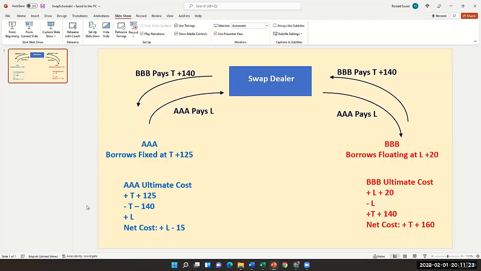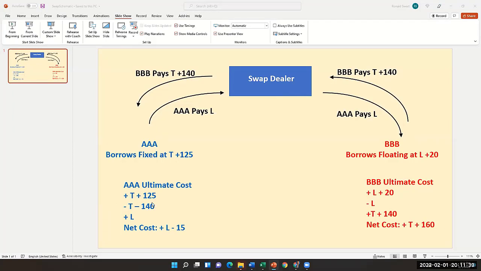I'm having trouble understanding why you added the 25 to the LIBOR rate for AAA, but then you added the 25 to the top part of the triple B, I believe.